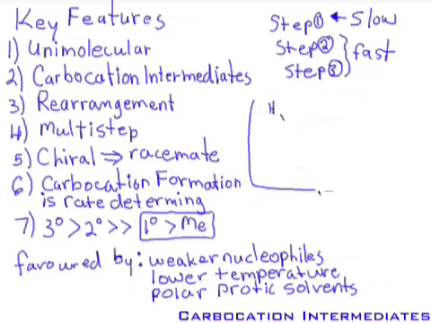Carbocation intermediates actually have a finite lifespan. They hang around for a period of time. It can be short. It can be for milliseconds, microseconds. But the carbocation actually exists for a period of time.